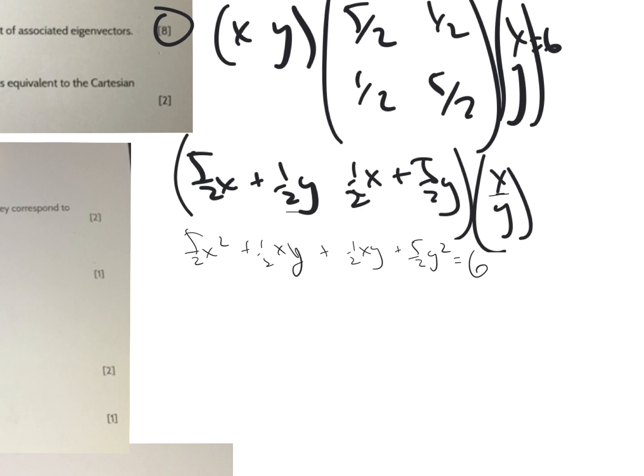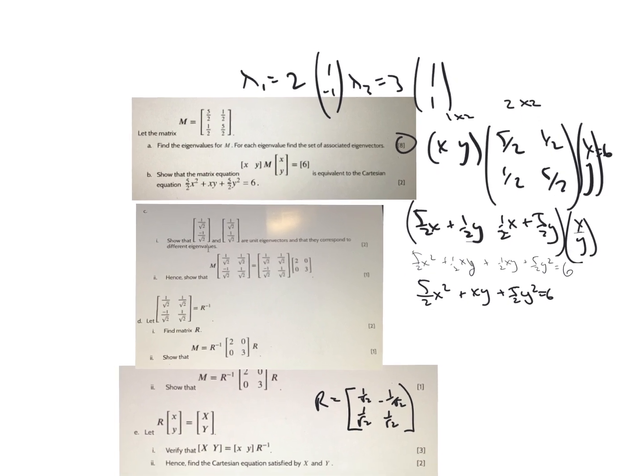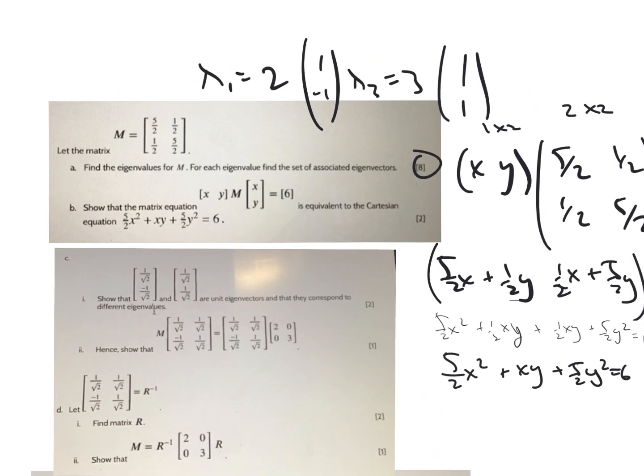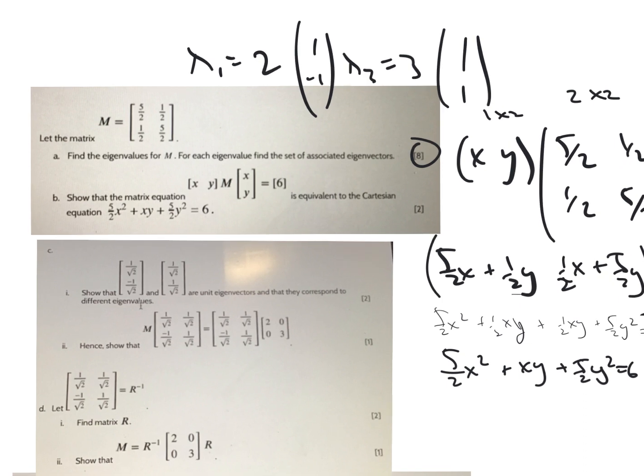And if I simplify this, all right, 5 halves x squared plus xy plus 5 halves y squared is equal to 6, and that is what I was asked to show. It then goes to C part, show that these eigenvectors are unit eigenvectors that correspond to the different eigenvalues.